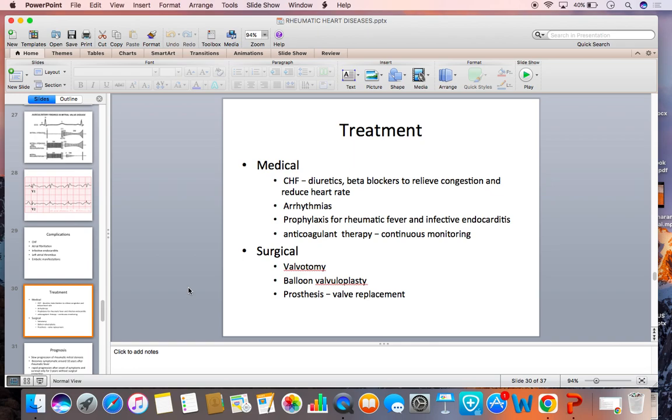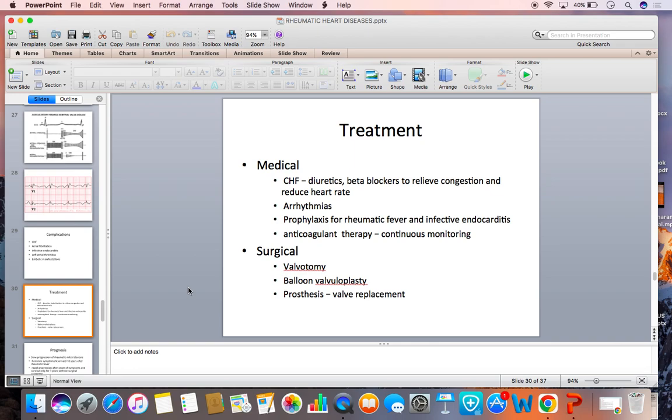Then prophylaxis for rheumatic fever recurrence is secondary prophylaxis, that is benzathine penicillin every 3 weeks, around 12 lakh units, for about 20 years following the initial attack of rheumatic fever. Then anticoagulant therapy is indicated in patients with mitral stenosis, with strict monitoring in order to avoid the thromboembolic complications.